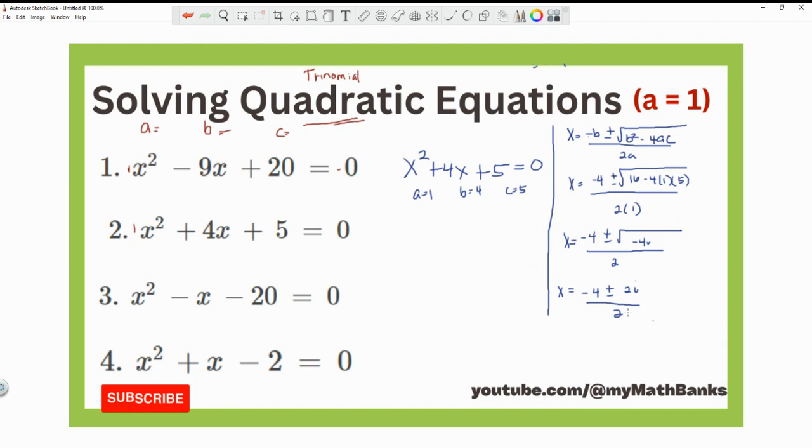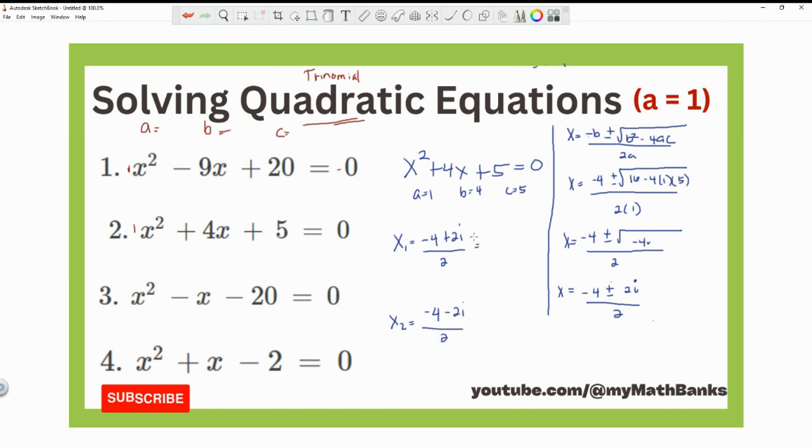Okay, so that means you can actually separate them now, right? So there's an i here, but also you can simplify. So I'm going to put my final answer here. So x, you have two of them. The x sub 1 is negative 4 plus 2i all over 2. So I'm taking the plus part. And then the second one is negative 4 minus 2i all over 2.